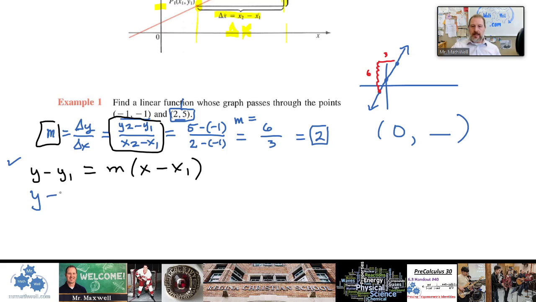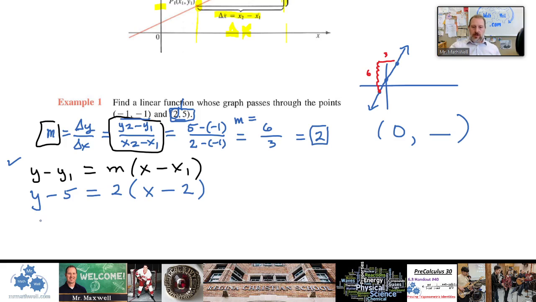So y minus positive 5 equals the m, the slope that we found is 2, times x minus the x1 is simply the x value of the point you're taking. Okay? We know that point is on the line, so I'm going to create an equation for the line given the slope and one of the points on the line. Now you could leave it like this. That's okay. I would probably prefer you to expand and get it into y equals mx plus b, okay?